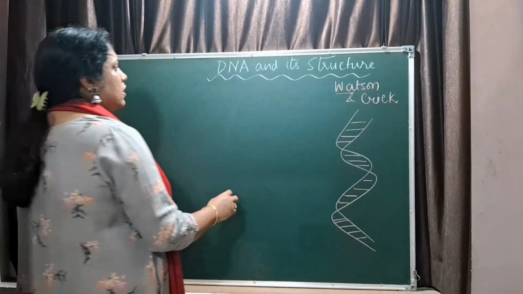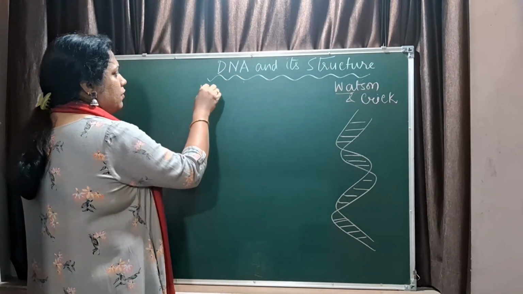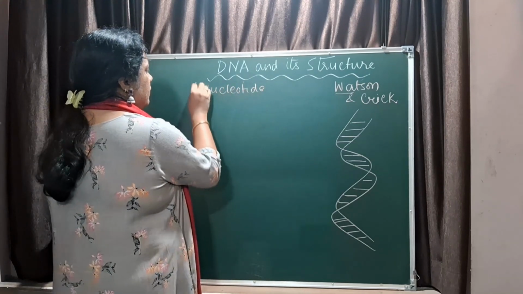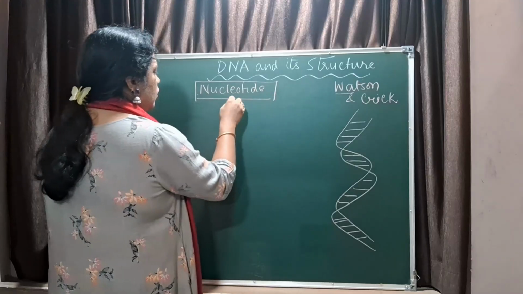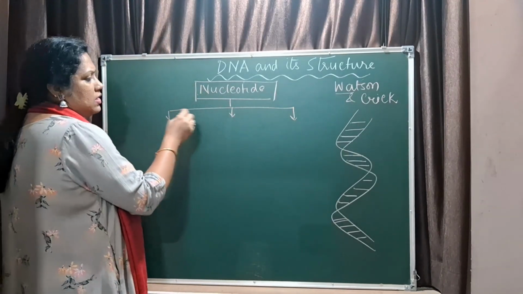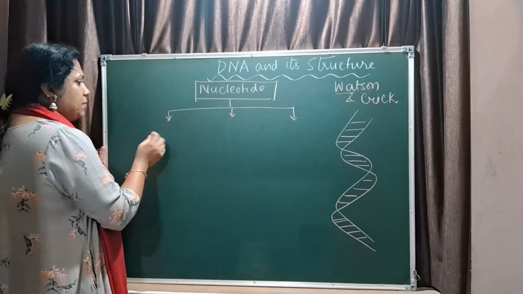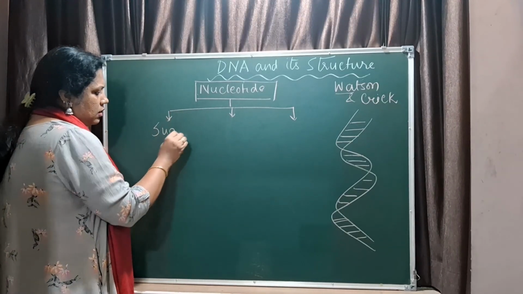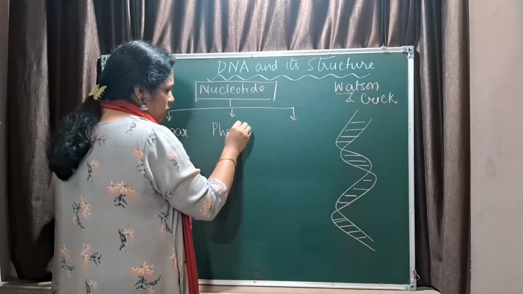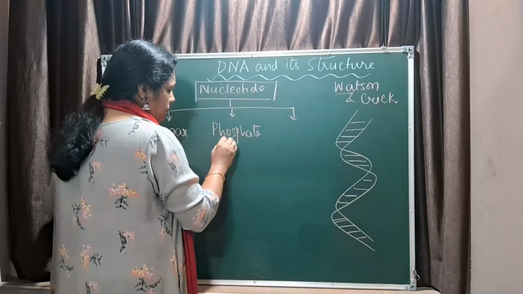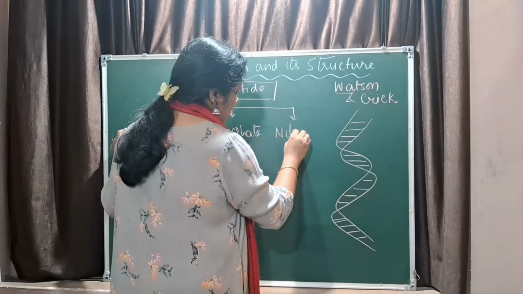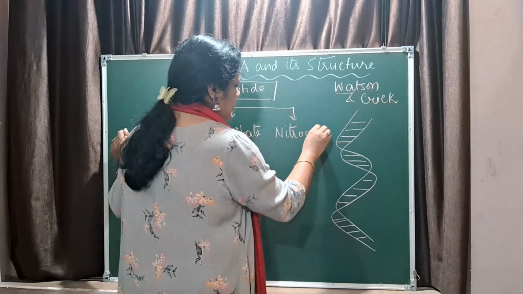According to this structure, the basic unit of DNA is called a nucleotide. What is a nucleotide? A nucleotide is a unit of DNA which comprises a sugar, then a phosphate group, which is the same as the phosphate in your chemistry, and then the nitrogenous bases.